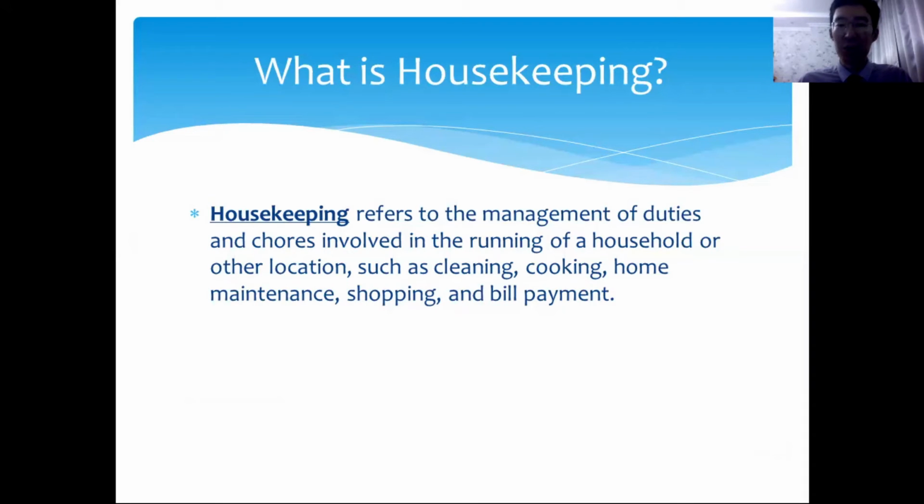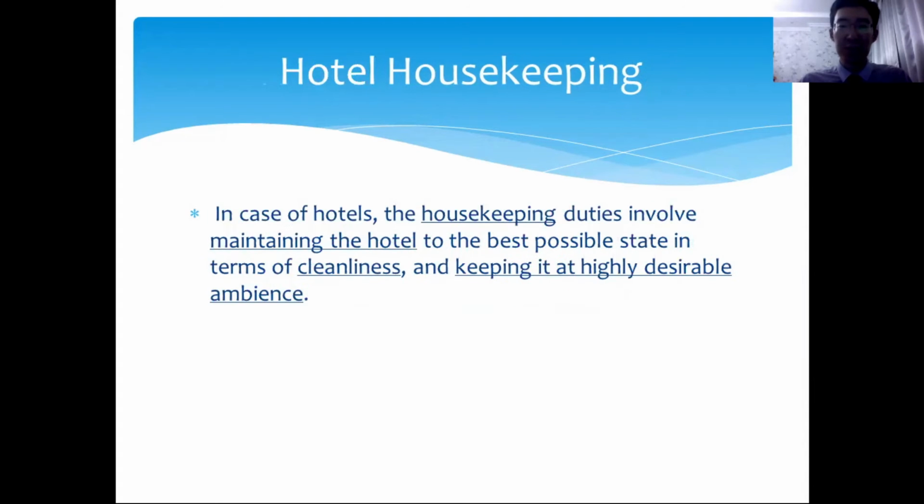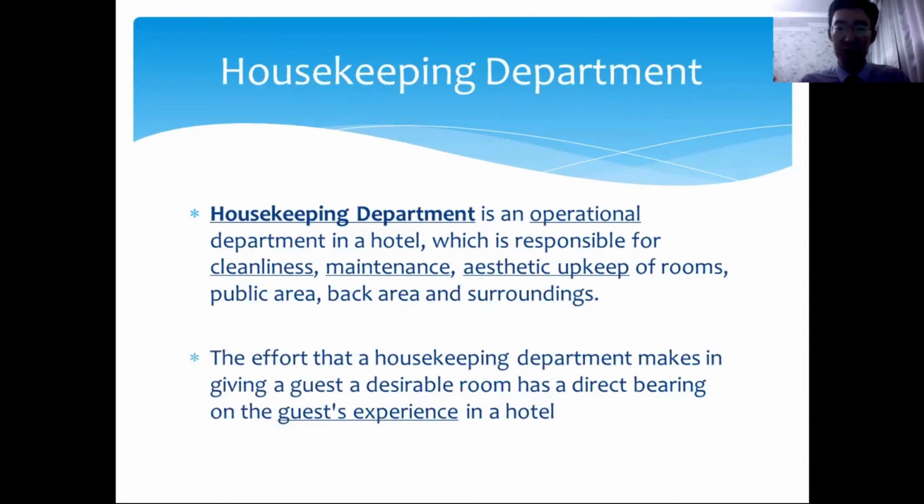As you can see from the definition, housekeeping does not exclusively refer to maintaining an accommodation, basically maintaining a hotel, but it covers a broader and wider range of activities. So hotel housekeeping involves duties like maintaining the hotel in the best possible state in terms of cleanliness, keeping it at a highly desired ambience.